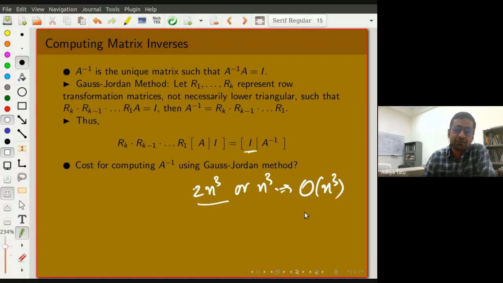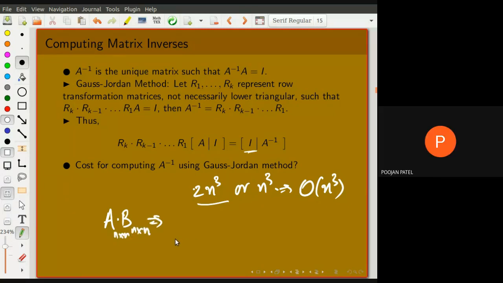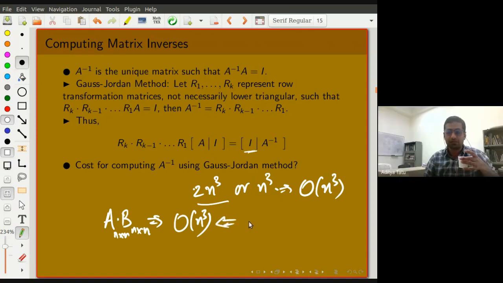Right? So in some sense, it would be a little bit of a surprise. If I have to multiply 2 matrices, let's say matrix with matrix of size n cross n, how many computations? N cube. Order of n cube. And computing A inverse has the same complexity. So LU decomposition requires n cube, A inverse requires n cube.